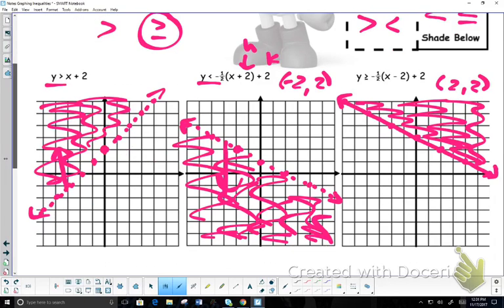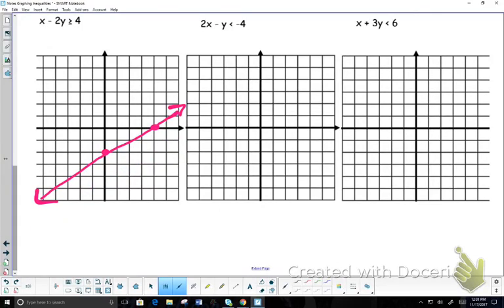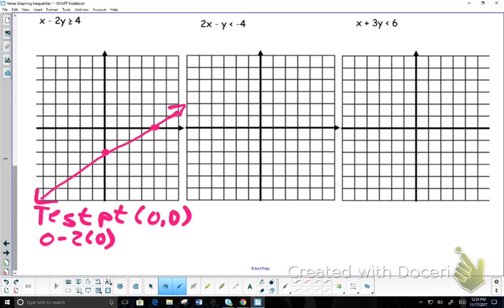I always want to do the easiest test point there is. What test point do you think that'd be? 0. Very good. So if we did the test point 0, 0, that would mean for x I'm going to plug in 0, and for y I'm going to plug in 0. So I got 0 minus 2 times 0 is greater than or equal to 4. What happens to this side on the left? What does it become when you simplify it? 0. Is 0 greater than or equal to 4? No. No, that's a false statement, correct?